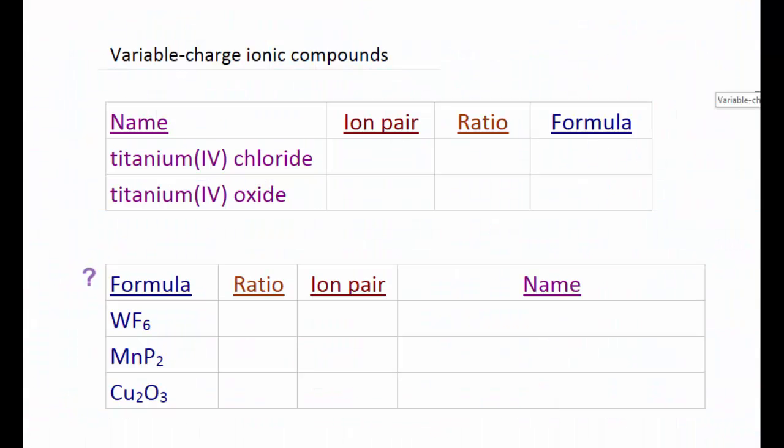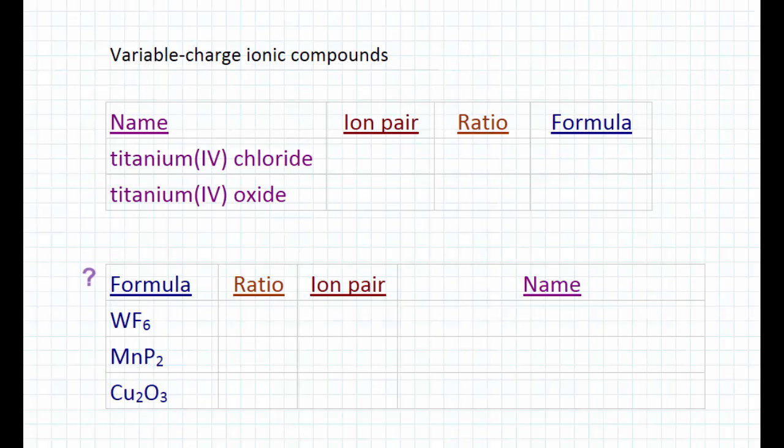So let's try a couple. Let's start with these ones where I gave you a name. In ionic compounds, the name directly represents the ion pair. The name of ionic compounds is the name of the cation and the name of the anion. So literally, we're naming what the plus ion is and what the minus ion is. And that's going to be important, especially when we start thinking about this.